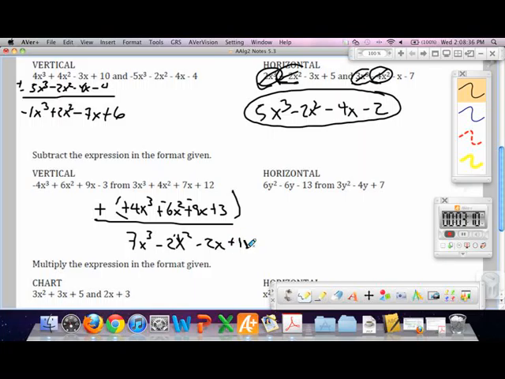Subtraction is the same as adding negatives. So just add by flipping the signs of everything that was inside. It'll be a much more efficient way and a way to make sure you make fewer mistakes.